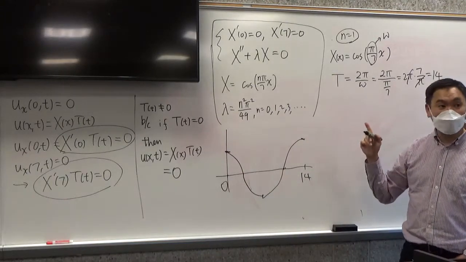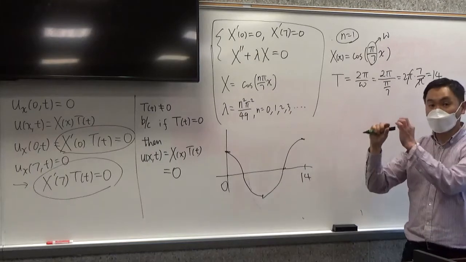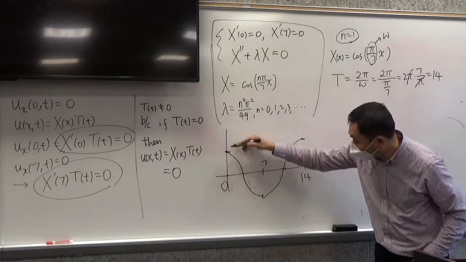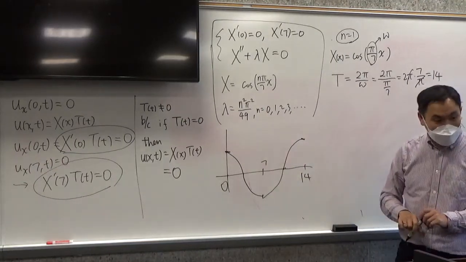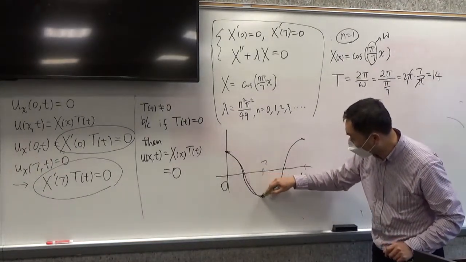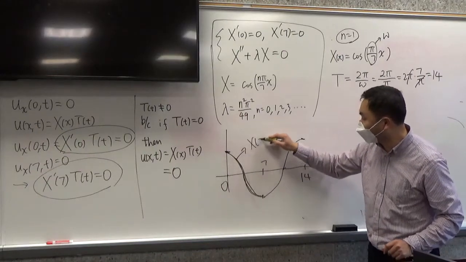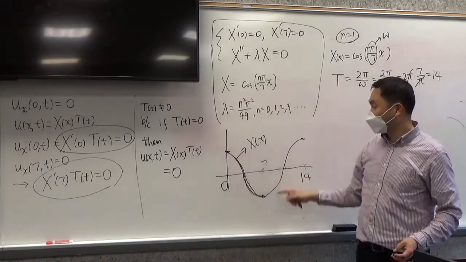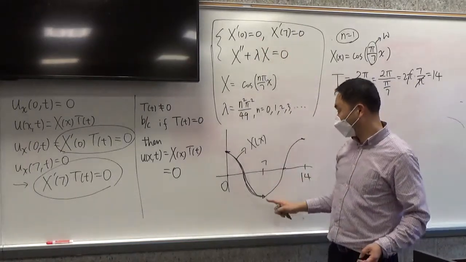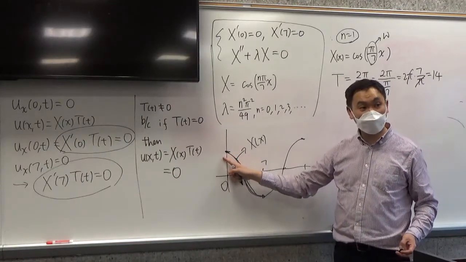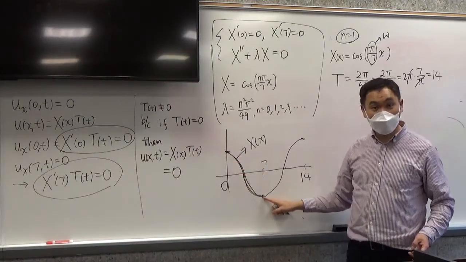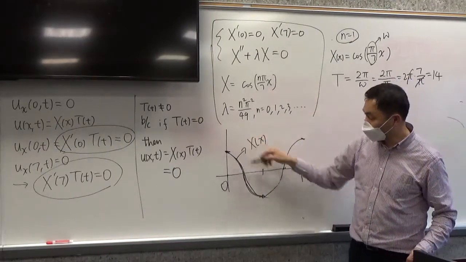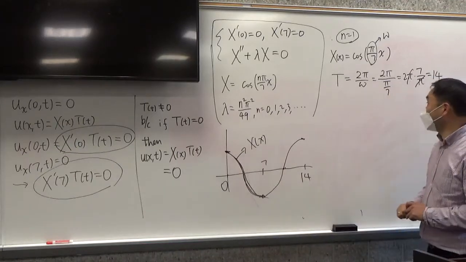But remember, what's the thin rod's length here? It's 7. So it's not the full period that you have, but just this half that you're drawing. That's our X of x when n is 1, and you have to check whether the endpoint conditions are satisfied. Is the derivative 0 here? Yes. How about here? It is, right? So indeed you get 0 derivative in both cases.